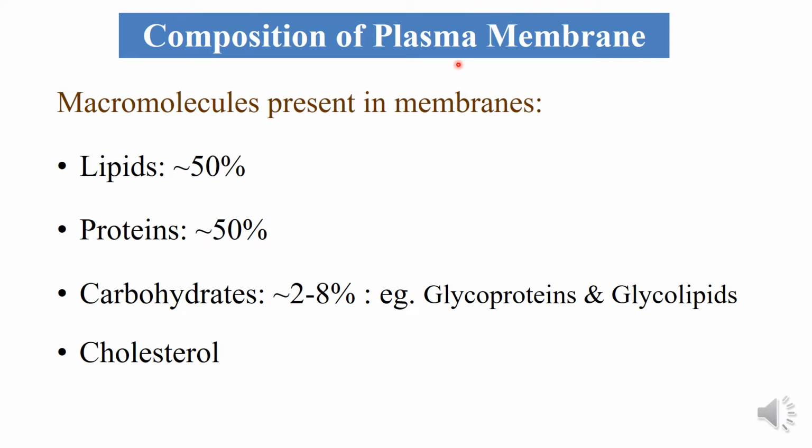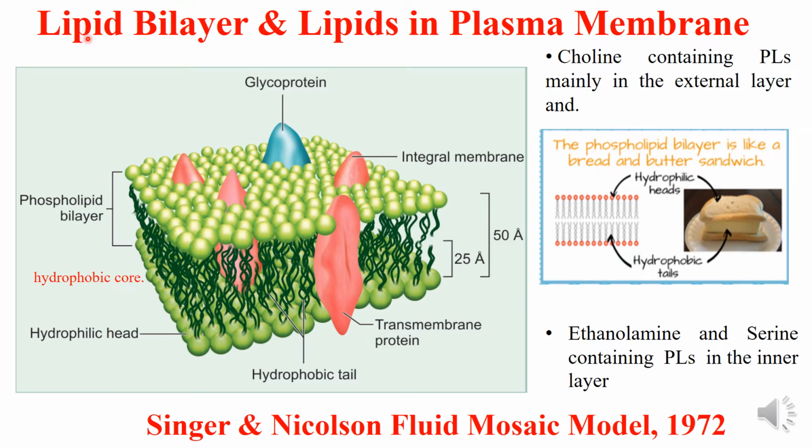Now let us look at the composition of plasma membrane. It is composed of various macromolecules, and these include lipids approximately 50%, proteins 50%, carbohydrates 2 to 8%. The carbohydrates include glycoproteins and glycolipids, and there is also a small amount of cholesterol present in the plasma membrane. Now we come to the lipid bilayer and the various lipids that we see in the plasma membrane.